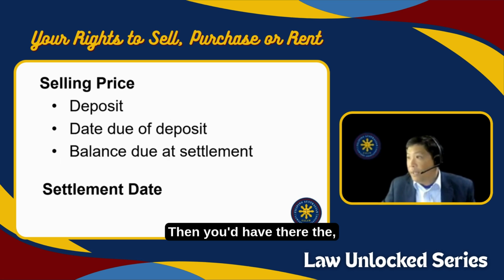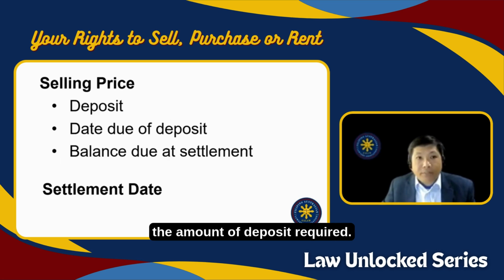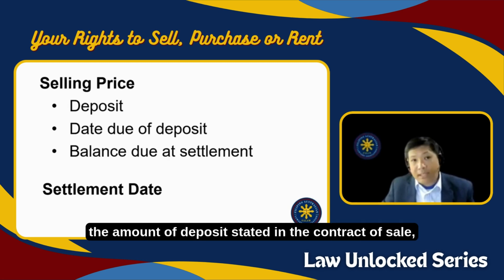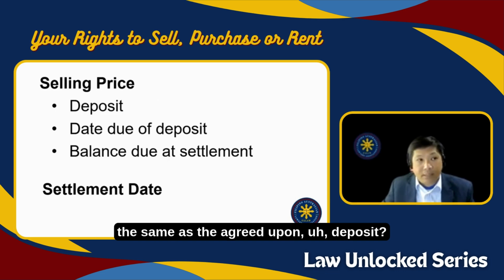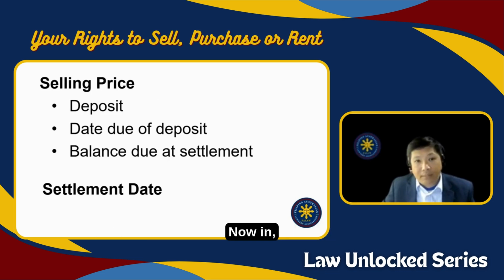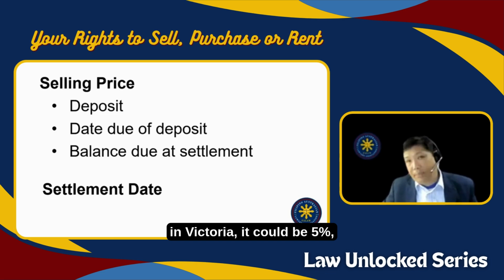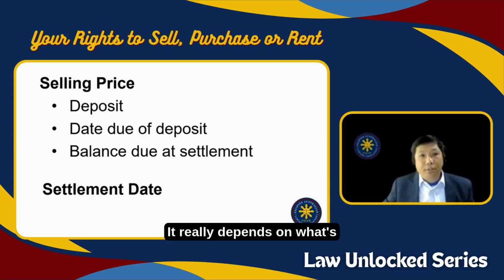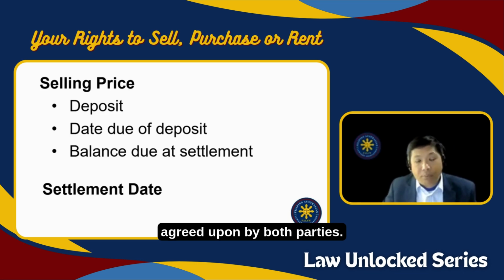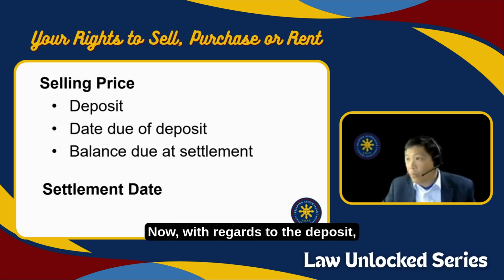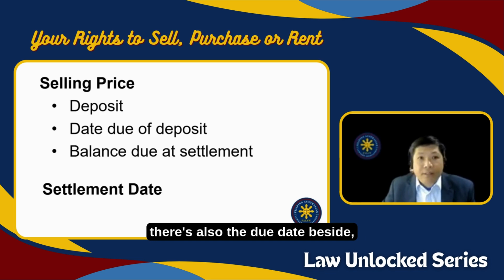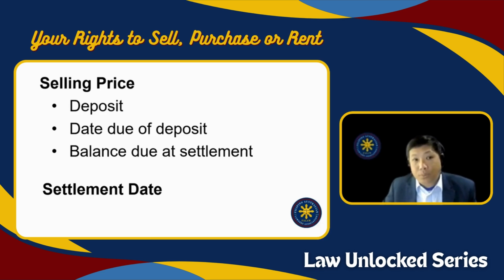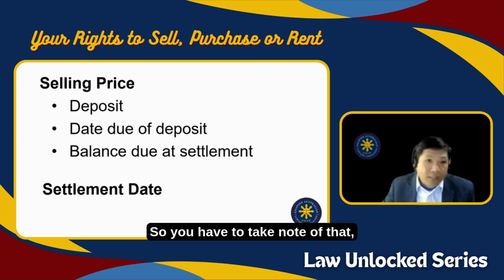Then you'll have there the amount of deposit required. Is it the same as the amount of deposit stated in the contract of sale, the same as the agreed upon deposit? Now in Victoria it could be 5%, it could be 10%, or even more. It really depends on what's agreed upon by both parties. Now, with regards to the deposit, there's also the due date beside it. When is the deposit due, right? So you have to take note of that.